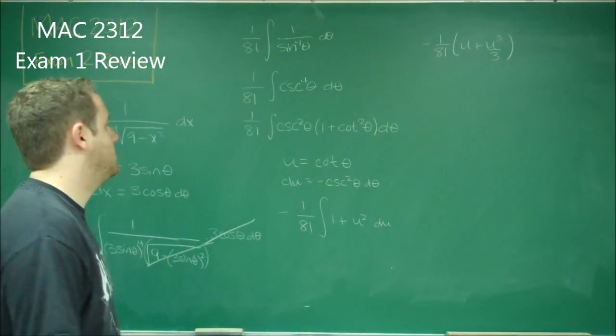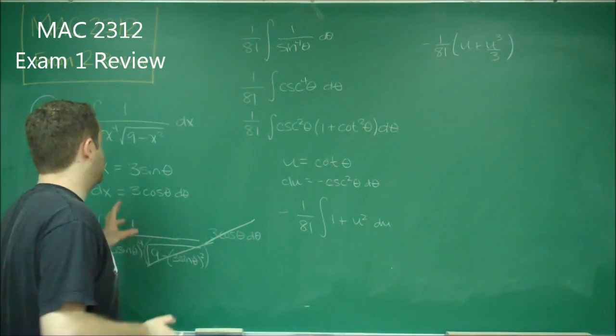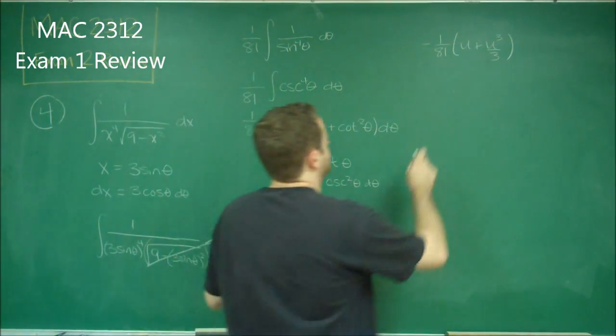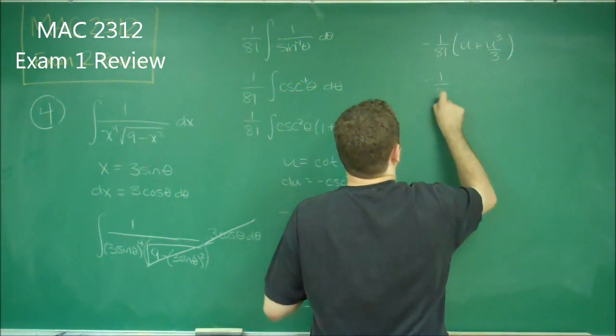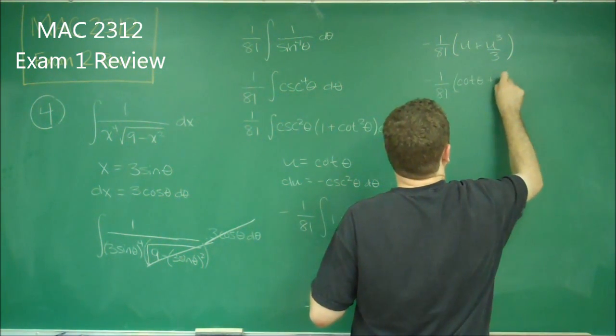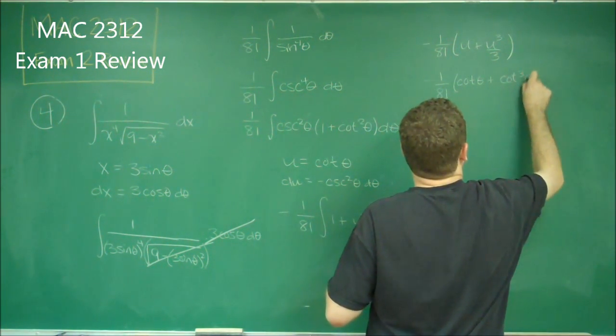So what we need to do now is do our substitutions back. We're going to have to do it in 2 stages. First, we need to say that u is cotangent. So we have negative 1 over 81 cotan theta plus cotan cubed theta over 3.